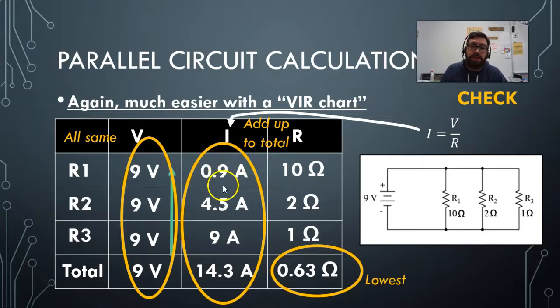4.5 plus 0.9 is 5.4, plus 9, which gives us 14.4. So it's pretty close, right? Not exactly, but again, just rounding differences, I think is what we're looking at here. We're pretty close. All right, let's do 2 more.